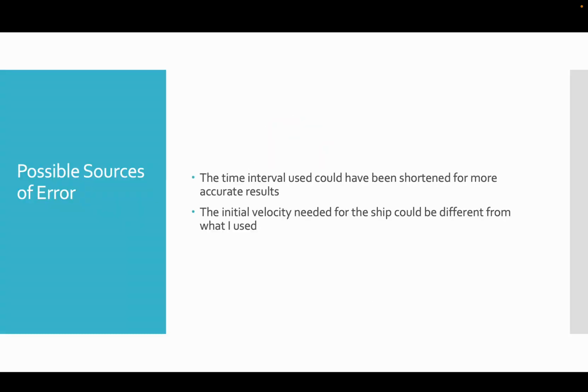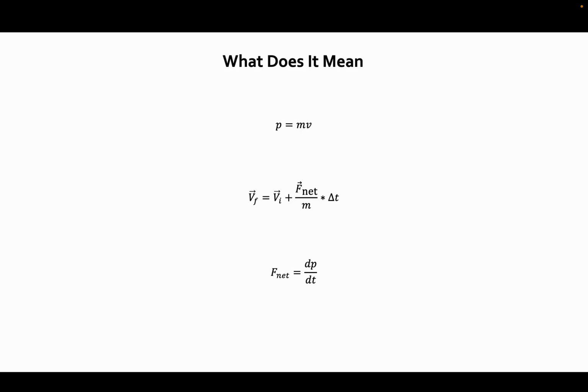Some possible sources of error are that the time intervals for both experiments could have been shortened for more accurate results. Also, the initial velocity needed for the ship could be different from what I used. I used a method of trial and error to find the velocity, so the velocity I found could not be the best possible velocity.